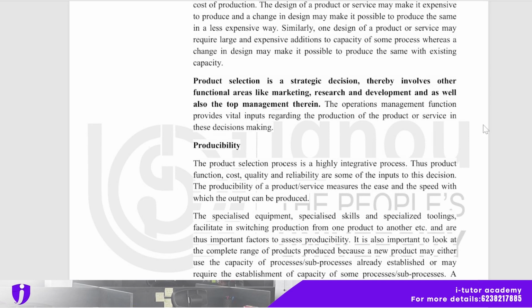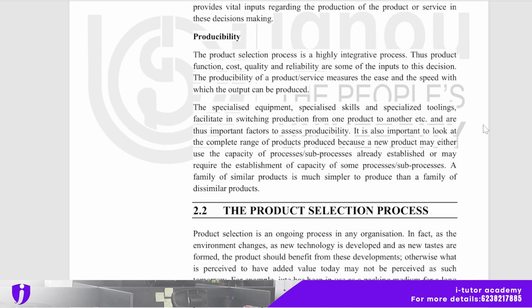Producibility. The product selection process is a highly integrative process. The product function, cost, quality and reliability are some of the inputs to this decision. The producibility of a product or service measures the ease and the speed with which the output can be produced. Specialized equipment, specialized skill and specialized tooling facilitate switching production from one product to another, and are thus important factors to assess producibility.